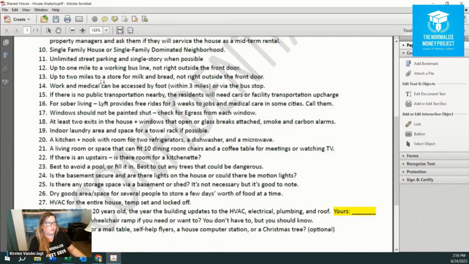Up to 2 miles to walk to a store for milk and bread. Again, you don't want the store right outside the front door because of the traffic. And number 14, you want work and medical to be accessed by foot within 3 miles or via the bus stop. And so I can tell you personally that when somebody goes to jail and then they get out and they go into sober living, they're willing to take the bus wherever they need to go if they're committed to staying sober.